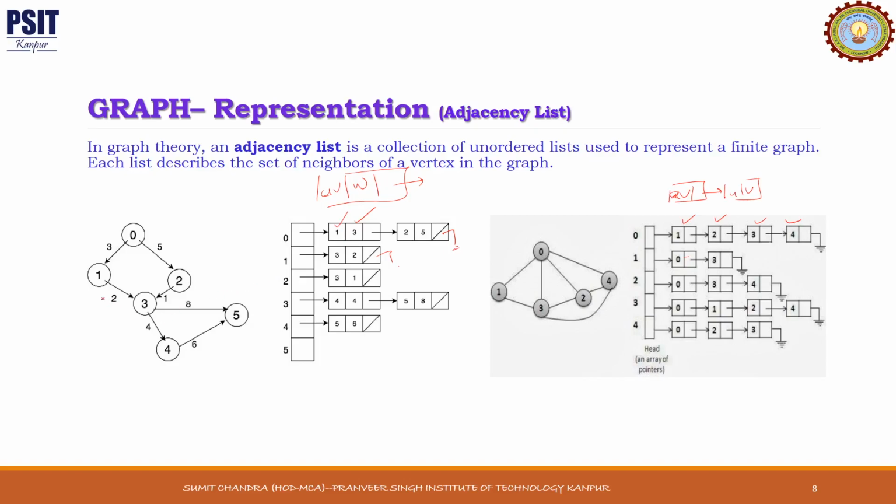So for 1 we can see that only one vertex is connected, vertex 3 with weight 2. For 2 only one vertex is connected, so 3 with weight 1. For 3 there are 2 vertices, so 4 with weight 4 and 5 with weight 8. Similarly for 4 we have only one vertex, so 5 with weight 6, and for 5 no vertex is connected, so no vertex is adjacent to 5. So this is basically null here. So this is the adjacency list representation of the graph.